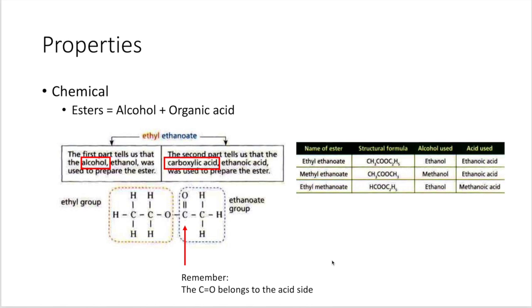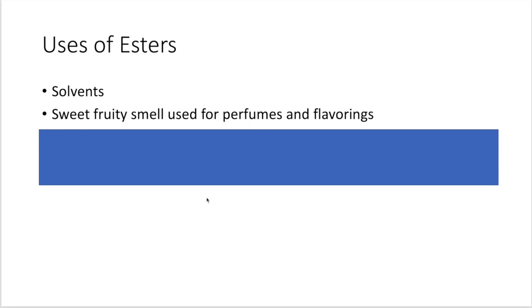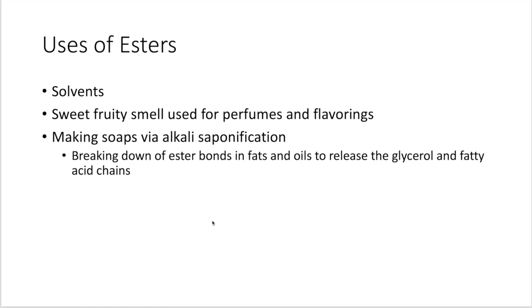Esters are used as solvents. They have a sweet smell due to their natural occurrence in plants. That's why they're also used for perfumes and flavorings. Esters are also used to make soap. Fats are kinds of ester.